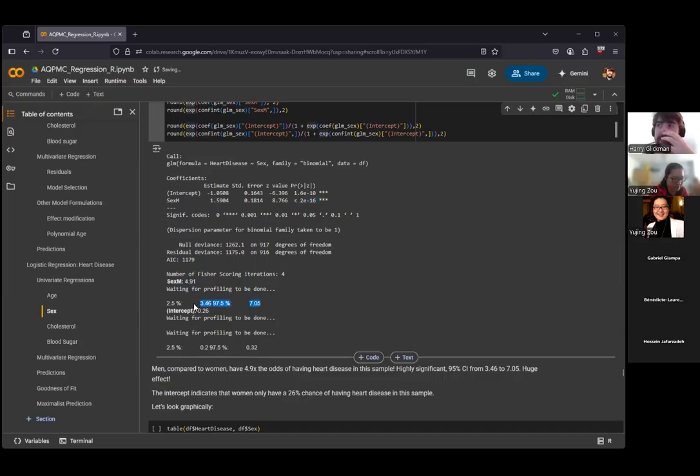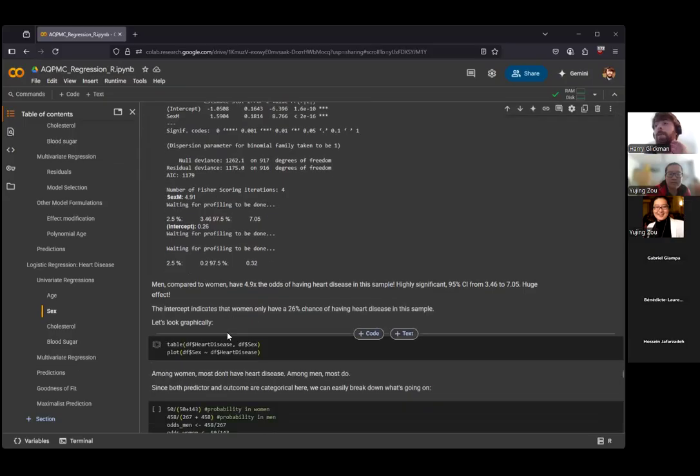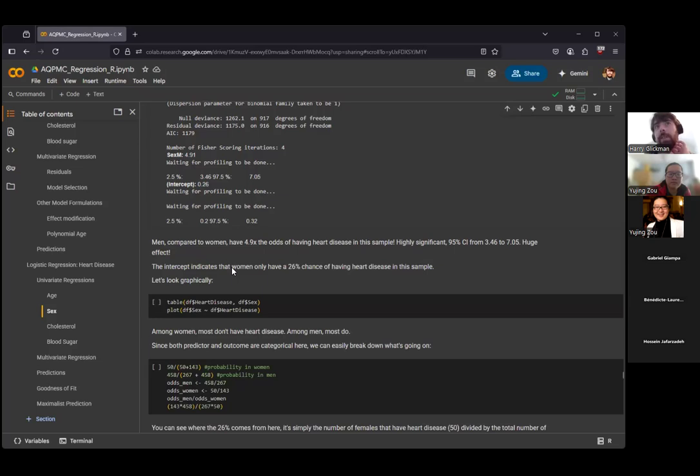Our confidence intervals, we can exponentiate to get them. And then our intercept now is for the value of sex being 0. And again, females are a reference category here. We're estimating the effects of being male compared to being female. So females in this data set have only a 26% chance of having heart disease, even though most of our data set has heart disease. So it's really the males that have heart disease in this data set, which fits with real life.